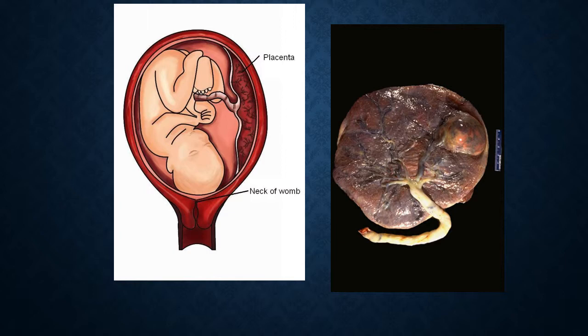Okay, so this is what the placenta actually looks like. Right here, and where it's located is right here next to the inside of the uterus, on the inside lining of the uterus, and this is where gas exchange and waste exchange takes place from the fetus.